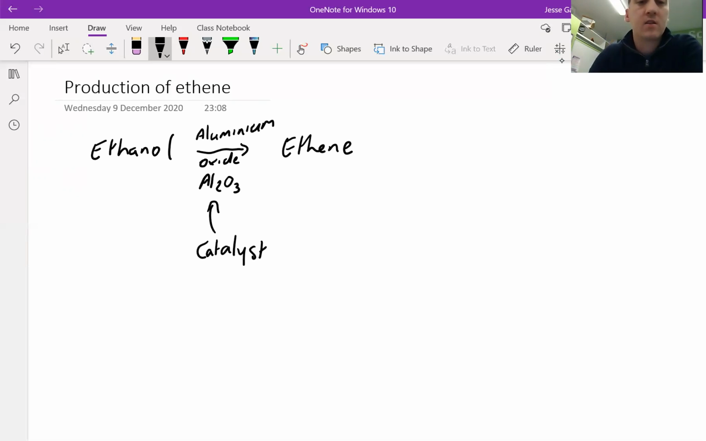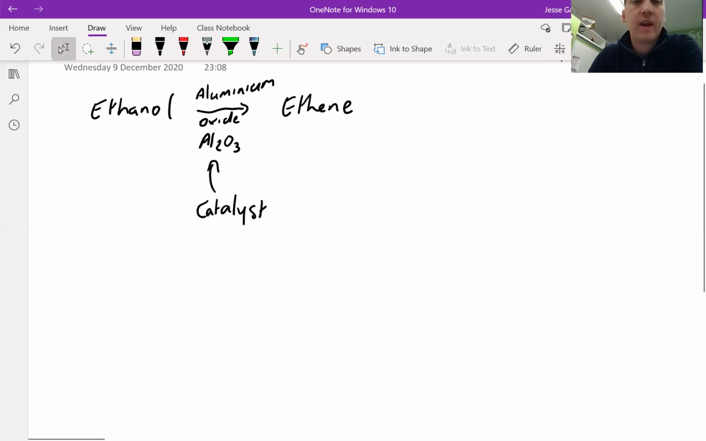A catalyst is a substance that alters the rate of a reaction. So the aluminium oxide here is going to speed up the process of ethanol breaking down into ethene. Ethanol would eventually break down into ethene by itself, but it would be extremely, extremely slow. When we add the catalyst, it makes the reaction happen much quicker. So ethene plus water is another product that we're going to make here. We're going to take water and it's going to be lost off of the ethanol molecule.